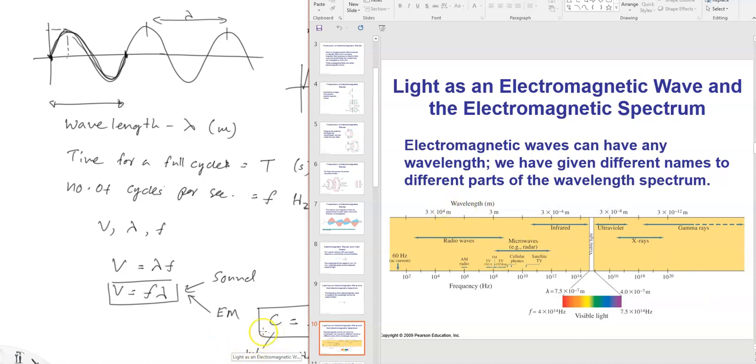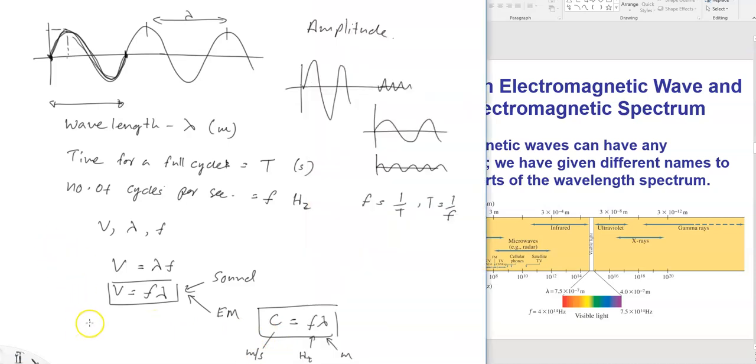Why is that? If you look at this equation, C equals f lambda, C is a constant, right? This is 3 times 10 to the 8. Speed of this radiation is a constant. So if f is increasing, lambda has to decrease. So small frequencies will have large lambdas, meaning these waves are longer. Higher frequencies, the lambda gets shorter and shorter.